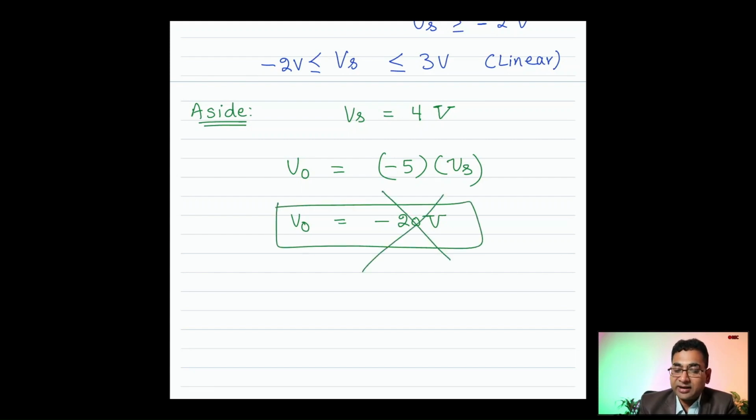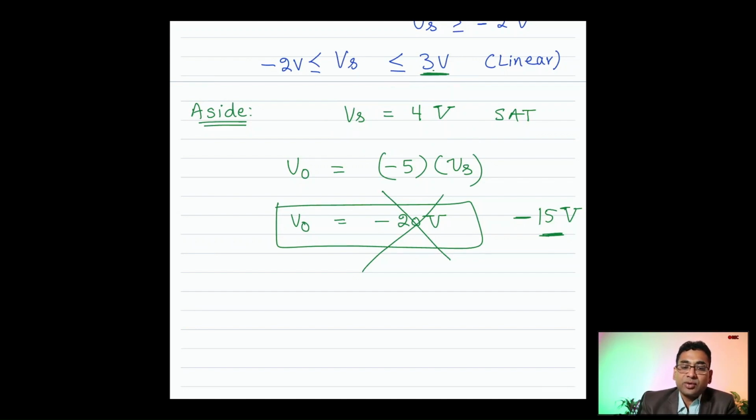This cannot happen because the power supply is negative 15 volts. Your OpAmp cannot supply below the negative VCC. Remember? That was the saturation region. So, this indeed proves that if you pick a value of Vs that is greater than 3 volts, then you are in saturation region.